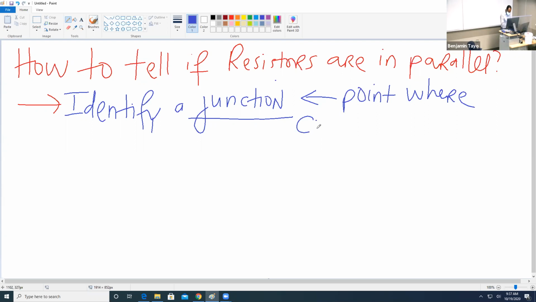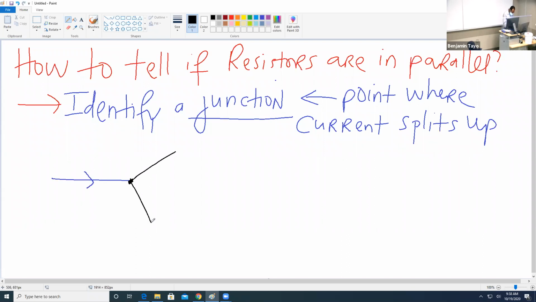where current splits up. All right, so let me show an example here. Suppose I have a current that is coming in here, and then once it gets to this point, it doesn't matter how complicated this picture could look. Maybe something like that.